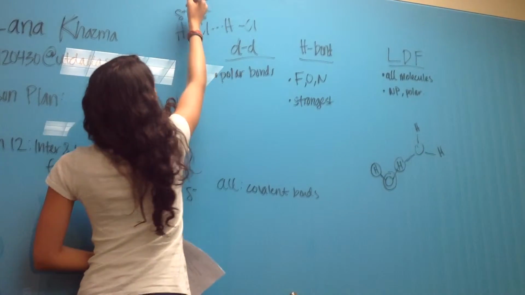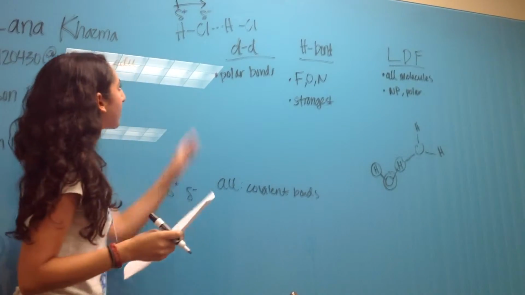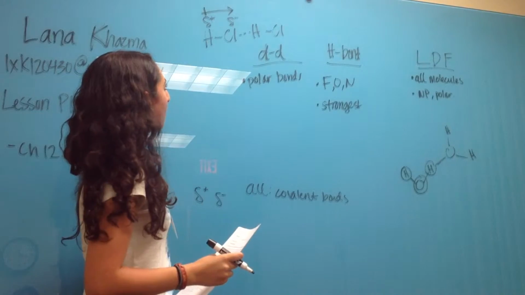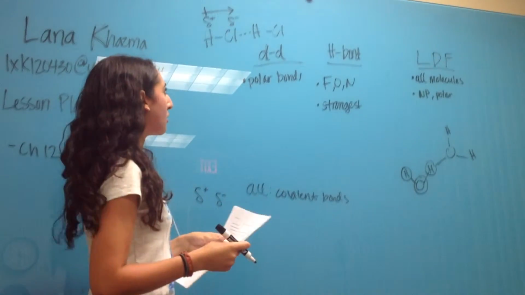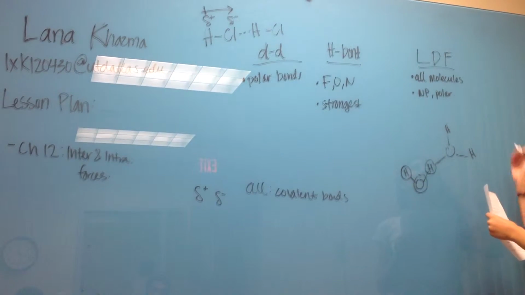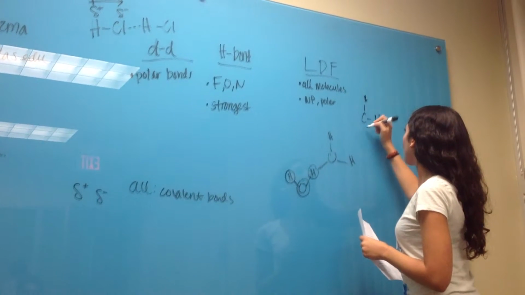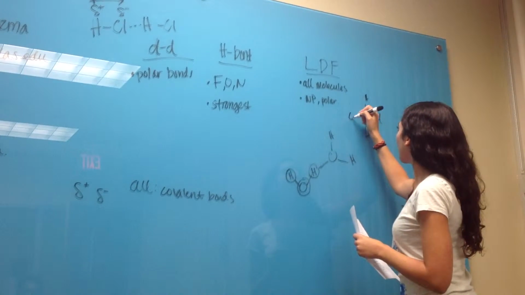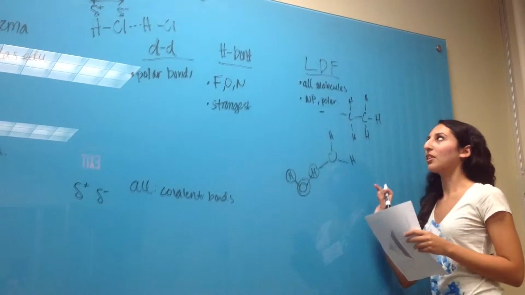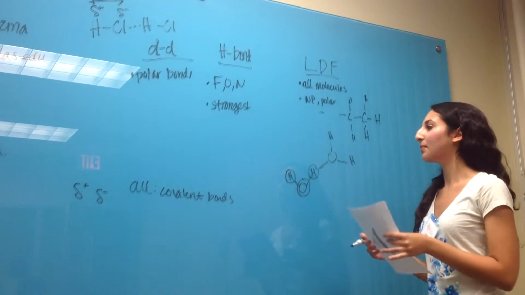The way you draw it is the direction that the electrons are going, to the more electronegative atom. Positive to negative. And then this one is like a hydrocarbon chain, just going on and on. Those also have London dispersion forces, and that's the only force they have.